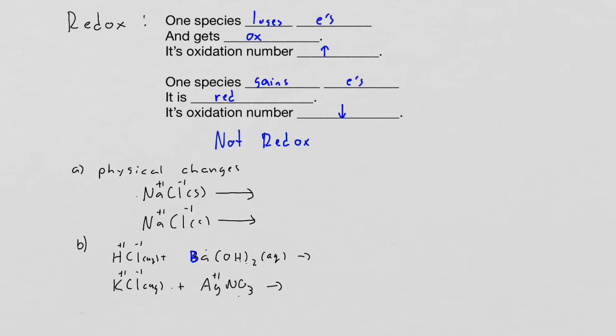So what happens when NaCl, let's say, goes to liquid NaCl from the solid that it was? Oh, the Na is still +1 in the compound, and the chloride is still -1. No electrons were lost or gained. All we did was we melted salt.